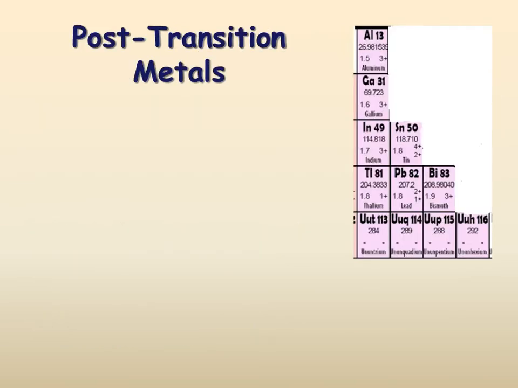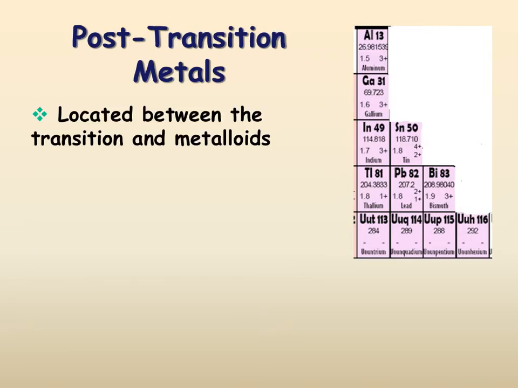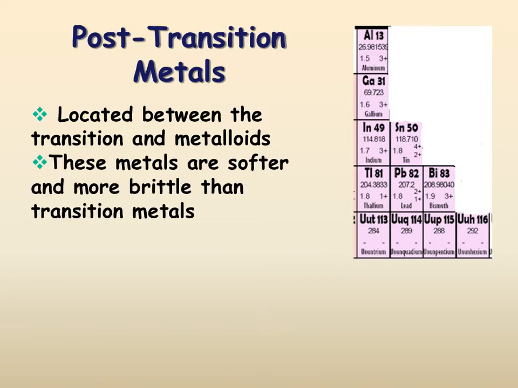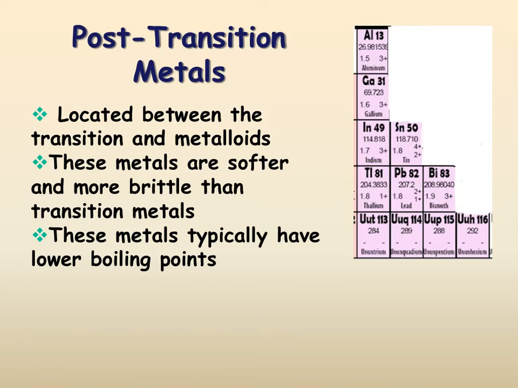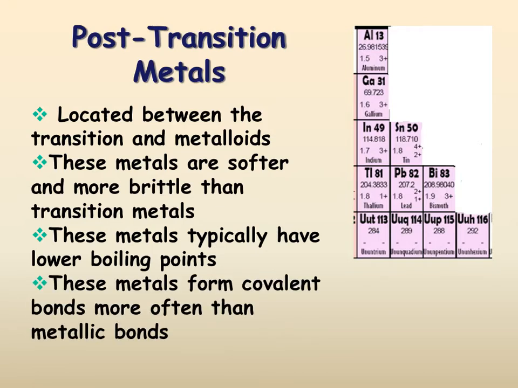So the post-transition metals are not a period or a group, they're just a chunk of elements located between the main group of transition metals and our metalloids. Okay? So these metals are generally softer and actually more brittle than the other transition metals, so they are not as malleable or ductile. They tend to break more often as you try manipulating them. They also typically have lower boiling points. And these metals generally form covalent bonds more often than metallic bonds, which we will get into the difference, but that gives them different chemical properties.